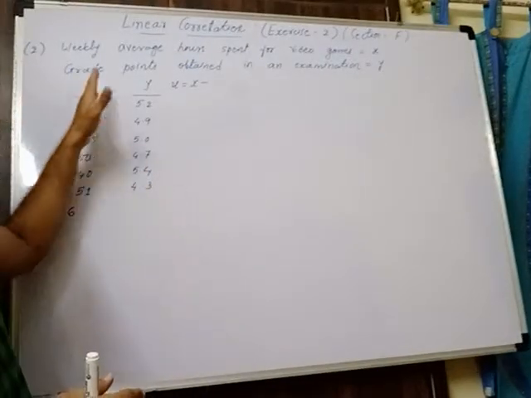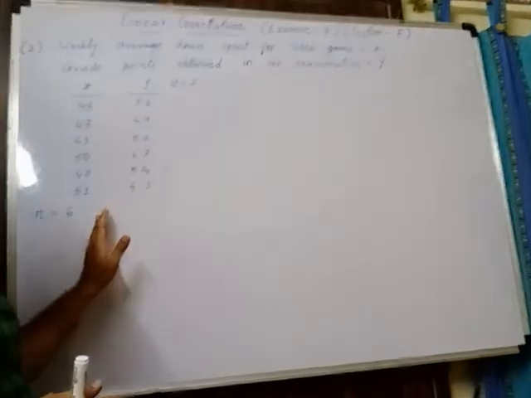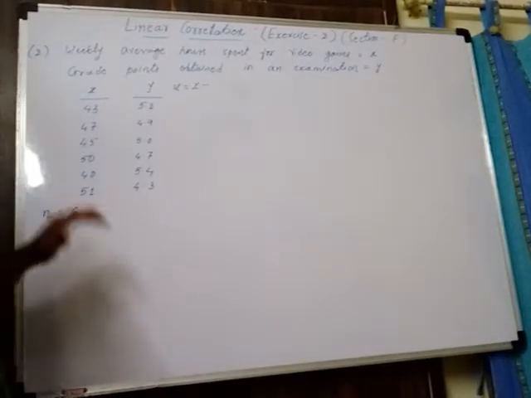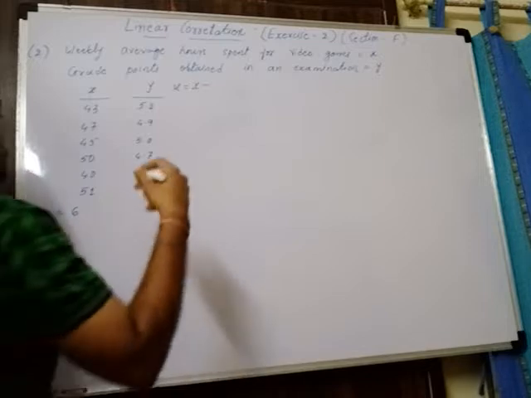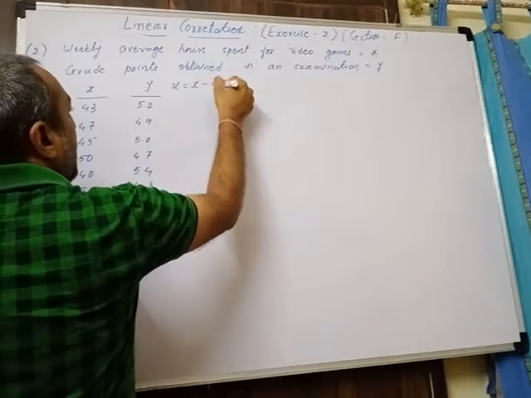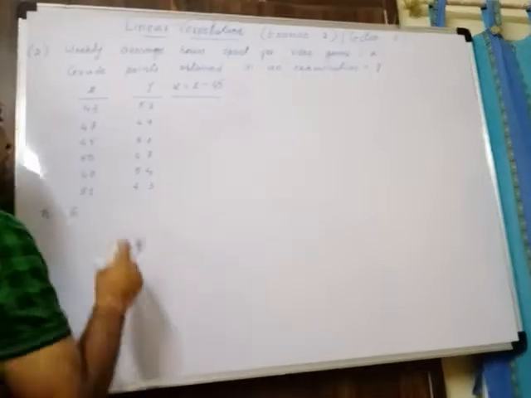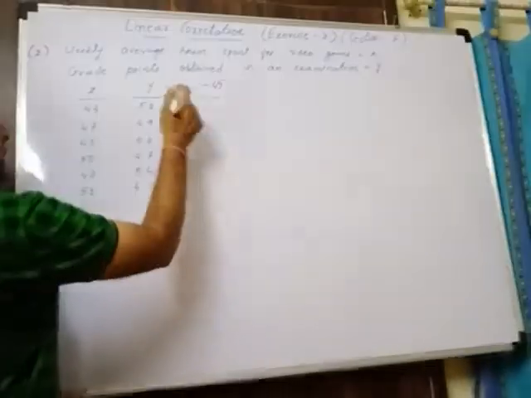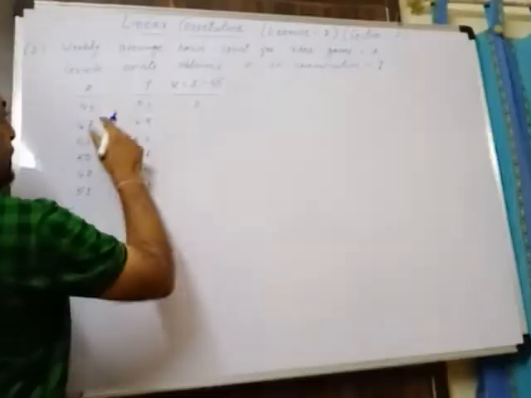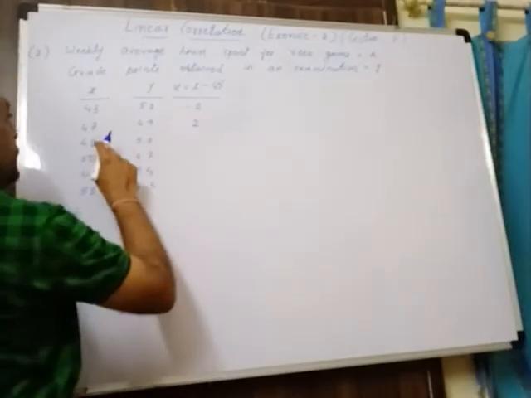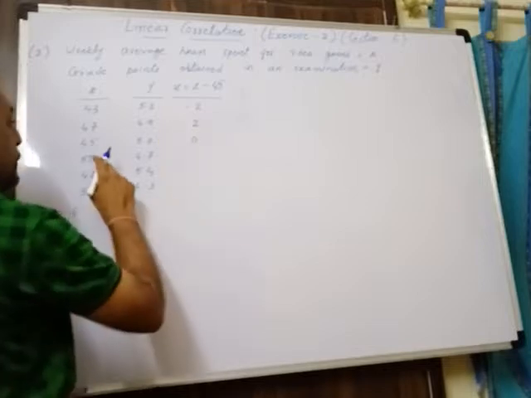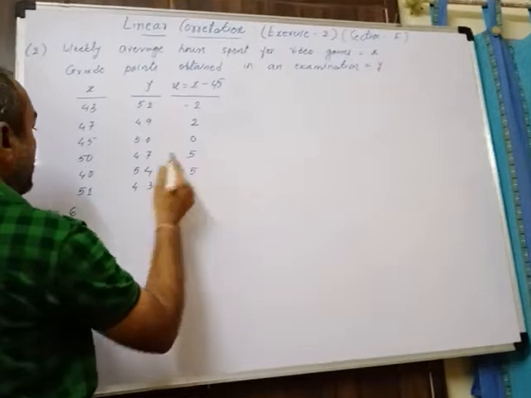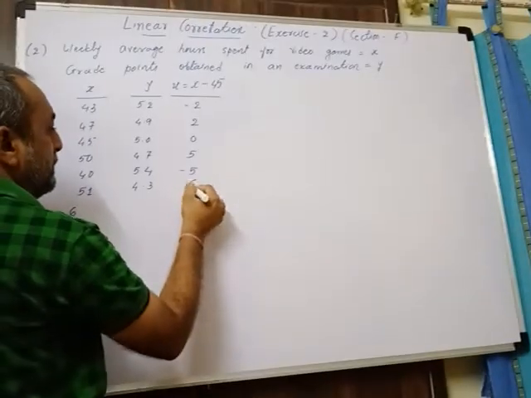You can take any of these values available in your variable x column, or any other value, whichever is convenient for you. But here I am going to take 45, so u = x minus 45. Accordingly, I am going to find the new values. 43 minus 45 is minus 2, 47 minus 45 is 2, 45 minus 45 is 0, 50 minus 45 is 5, 40 minus 45 is minus 5, and 51 minus 45 is 6.